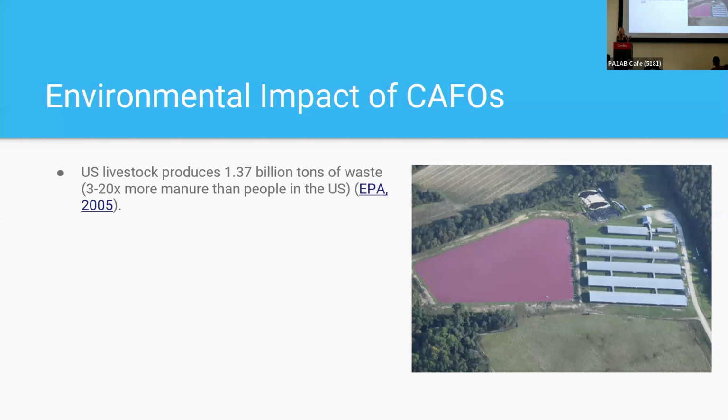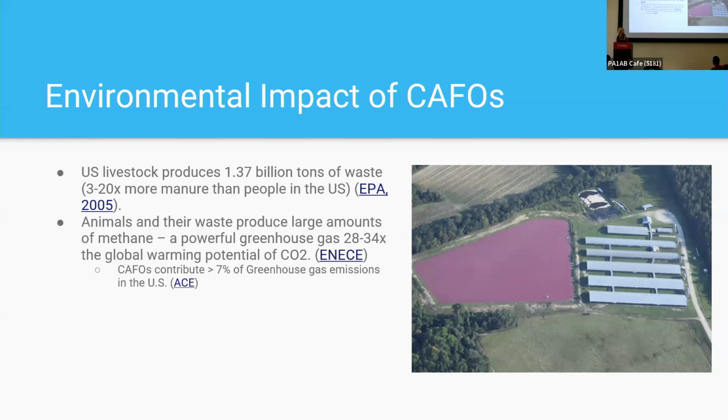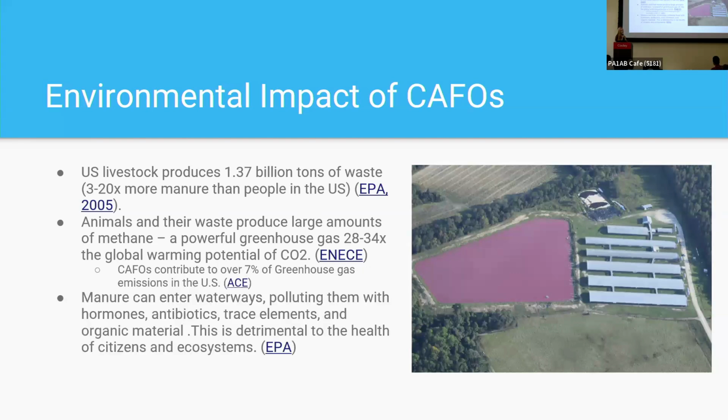US livestock produces 1.37 billion tons of waste a year. And embarrassingly, that's 3 to 20 times more waste than humans produce. It's incredible, so much. And it's really poorly managed. Secondly, their waste and their digestion produce a ton of methane. Methane is a really, really powerful greenhouse gas, and its global warming impact is 28 to 34 times that of carbon dioxide. So taken all together, CAFOs produce more than 7% of greenhouse gases in the US. So getting a handle on these emissions is really key to solving climate change.